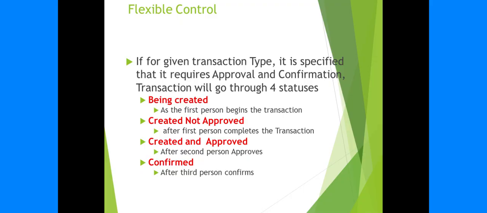If for one transaction type, it is specified that it requires approval and confirmation, the transaction will go through 4 statuses. Being created, as the first person begins the transaction. Created not approved, after the first person completes the transaction. Created approved, after the second person approves. Confirmed, after the third person confirms.